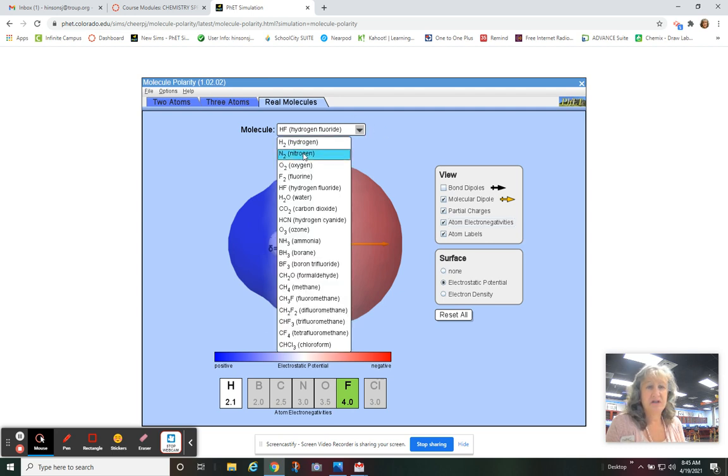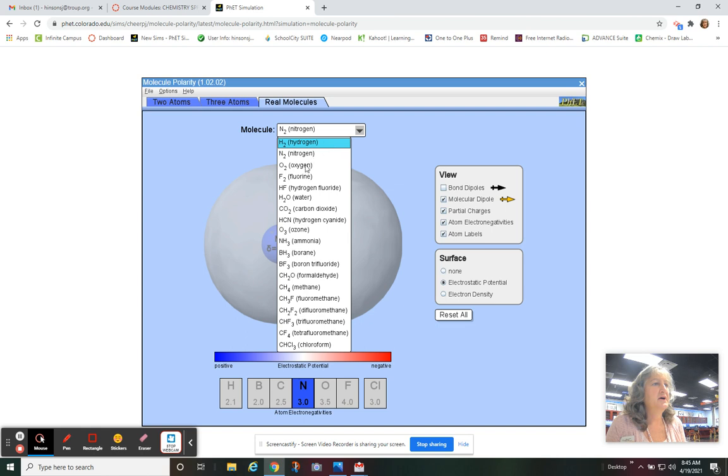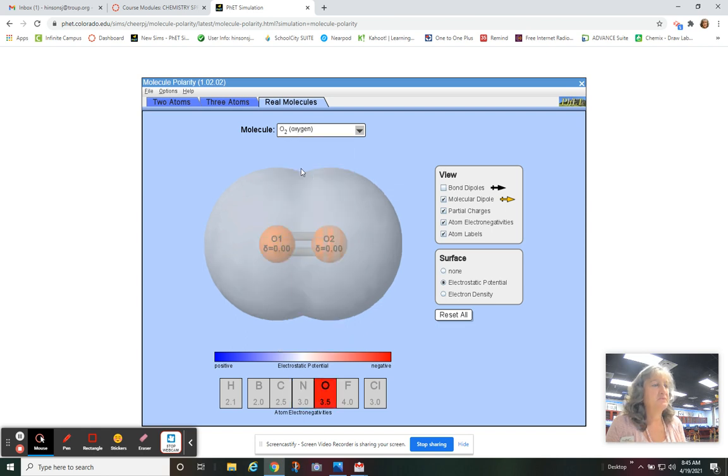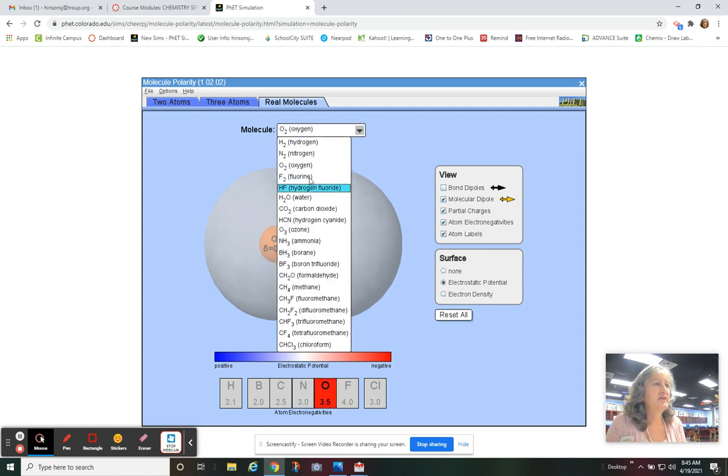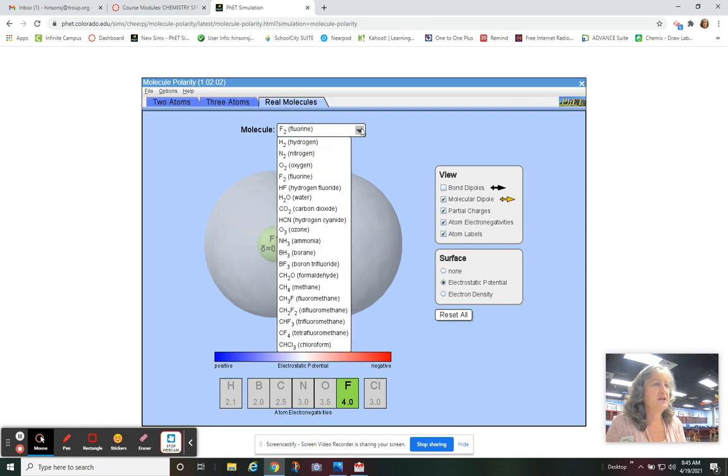Let's look at our diatomic molecules. Nitrogen bonded to nitrogen. We have no shading of red and blue whatsoever. We have no dipole moment drawn. This is a non-polar molecule. Same thing with O2. Same thing with F2. Even though F is the highest electronegativity possible, when it's bonded to itself, it still results in a non-polar molecule.